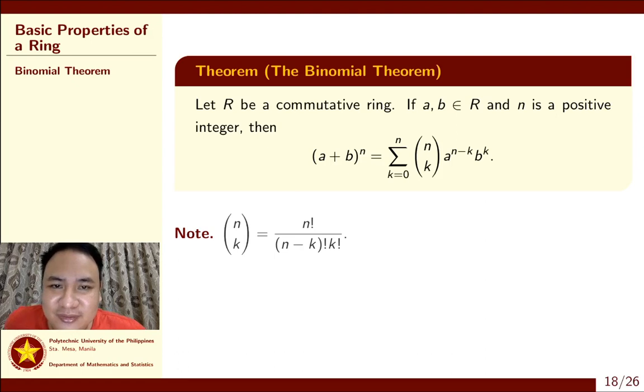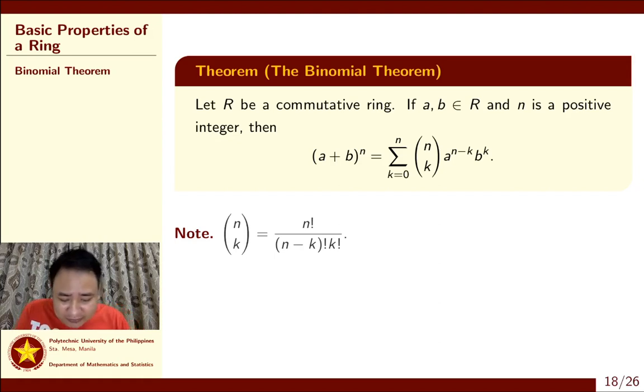Now, this is what we call the binomial theorem. So, we have the binomial theorem from elementary algebra. Yes, that even holds in an arbitrary commutative ring. This is very important because this theorem does not hold when the multiplication is not commutative. So for example, in the ring of matrices, the binomial theorem does not hold. Never apply it.